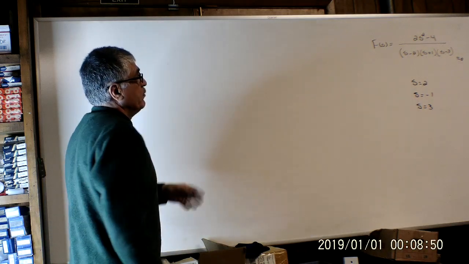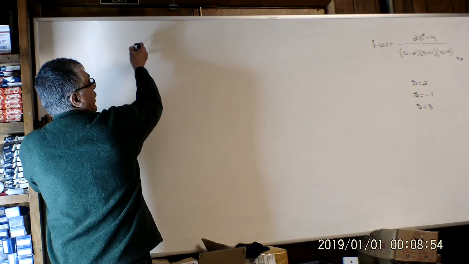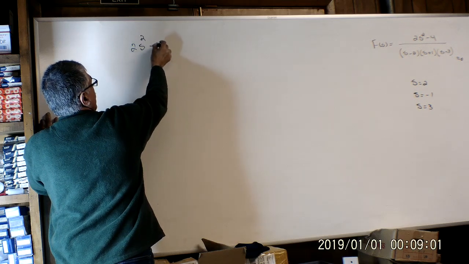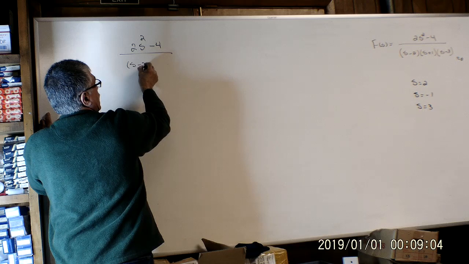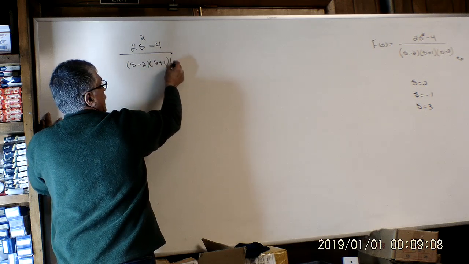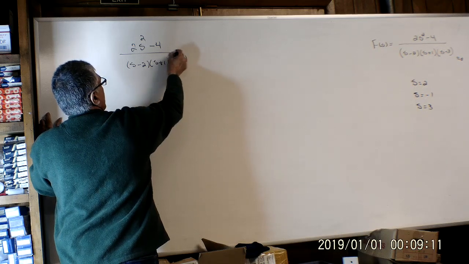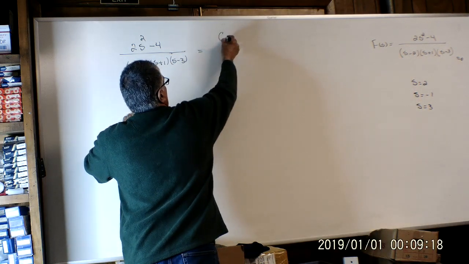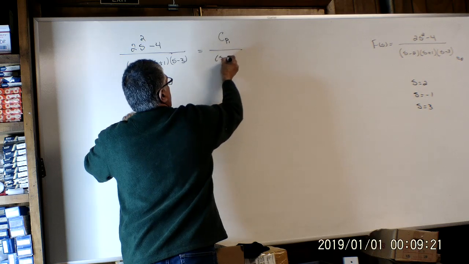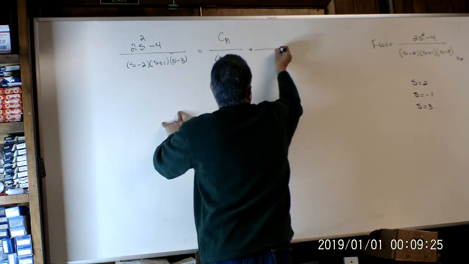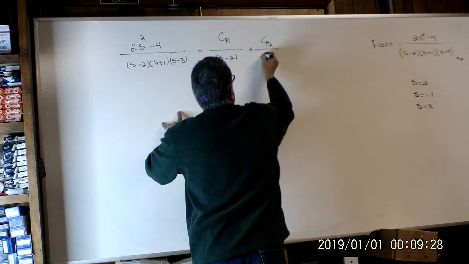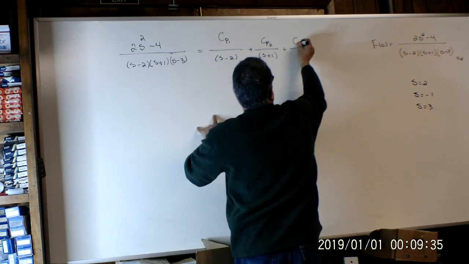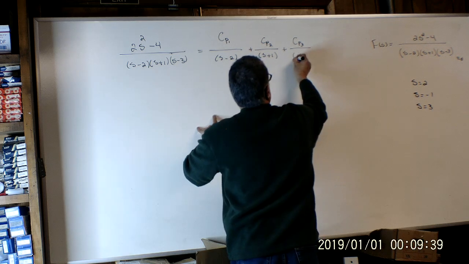So our Laplace transformation F(s) can be written as (2s squared minus 4) divided by (s minus 2)(s plus 1)(s minus 3), which can be written in the form of our constant associated with our first pole divided by s minus 2, plus our constant associated with the second pole divided by s plus 1, plus our constant associated with our third pole divided by s minus 3.